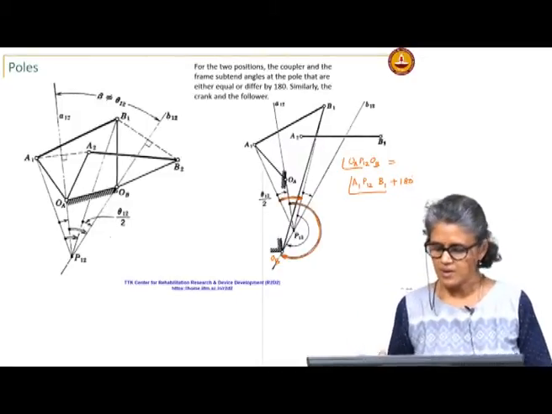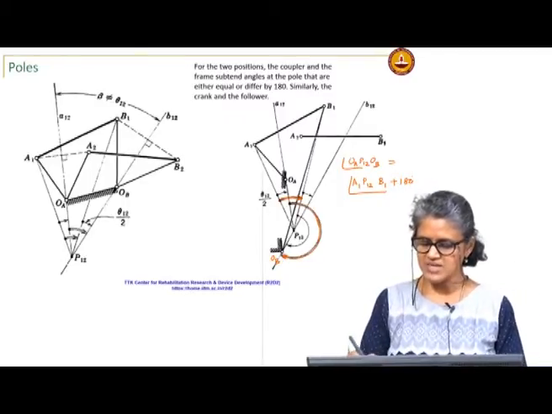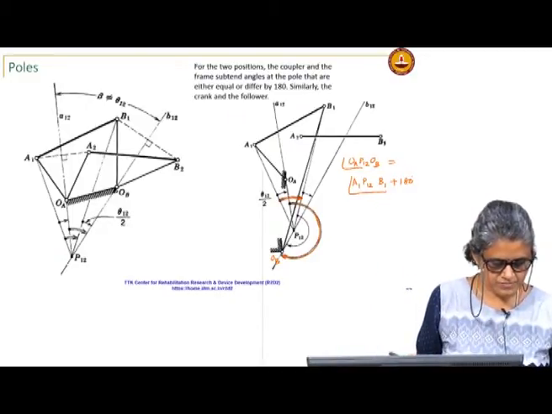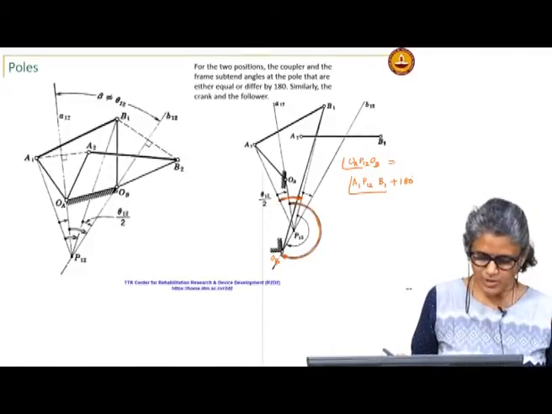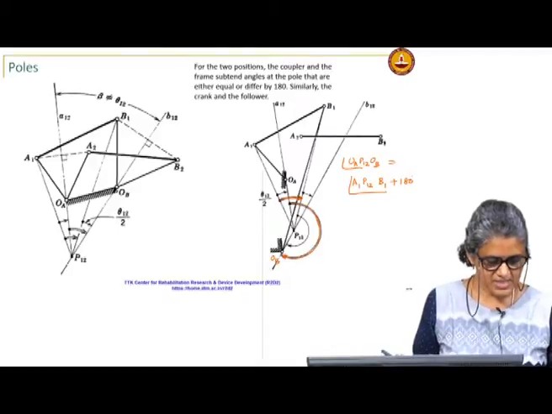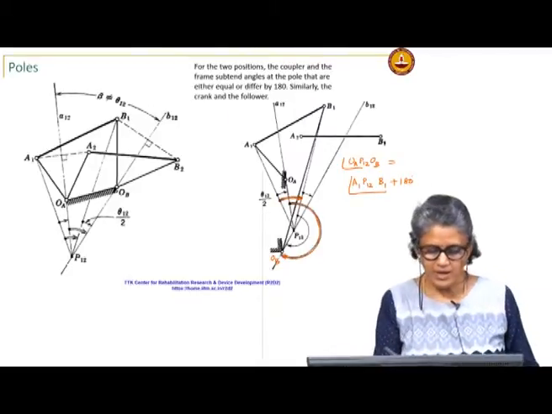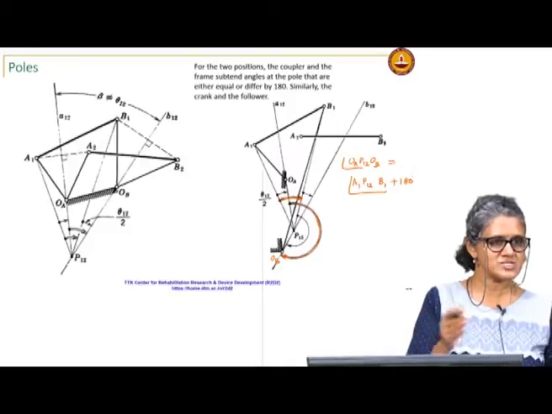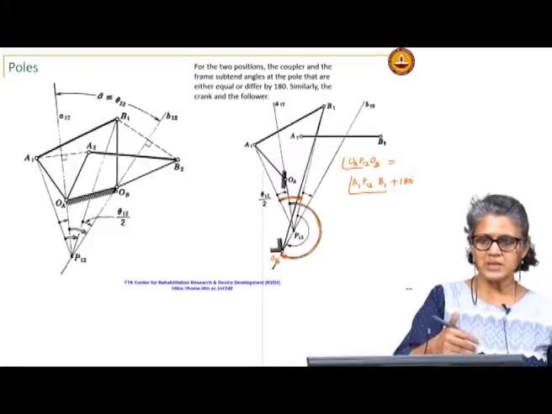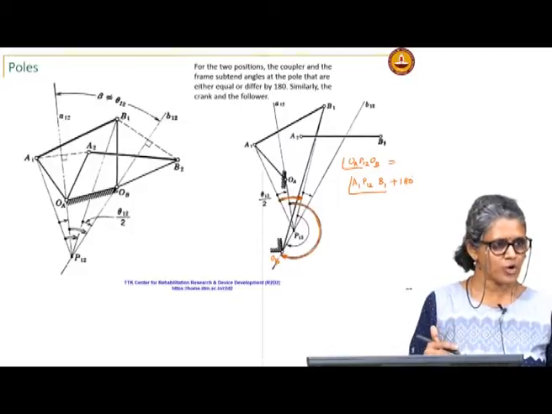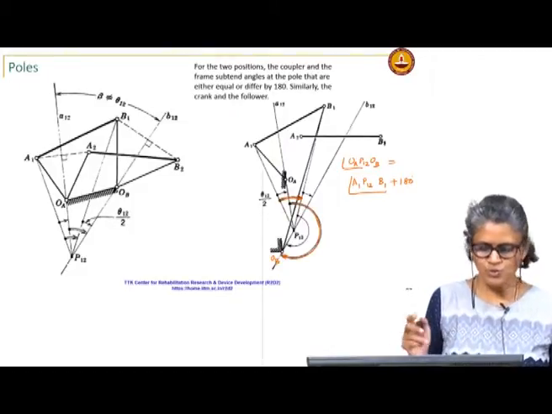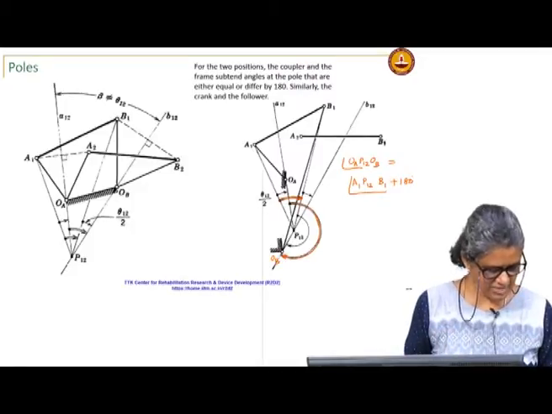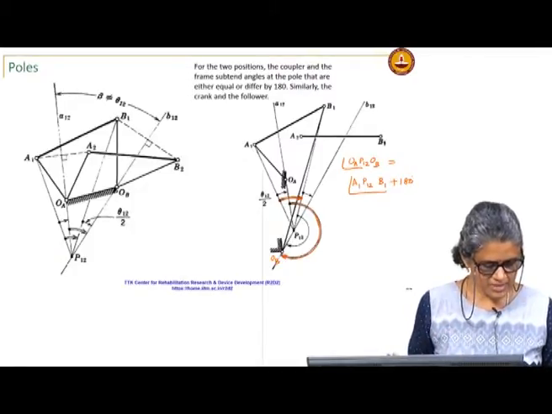So, now because this angle is equal to this angle, theta 1 2 by 2. This is what we will use for the dimensional synthesis, and we can also define a relative pole which would be between the two moving links, which are the crank and the follower. Between the coupler and the frame, that point is the pole. To relate the motion of the crank and the follower, we define a similar point called the relative pole.